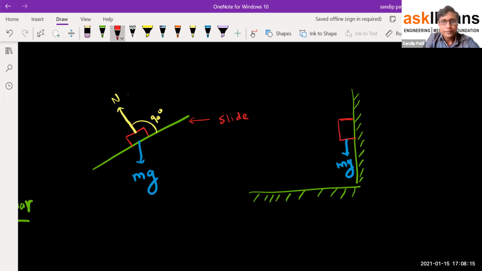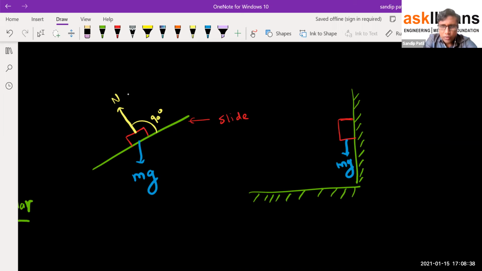Now consider I am holding this object like this, with my palm. What will happen? Obviously, it will stay there now, right? So we can say I am applying some external force. And what about the normal in this case?